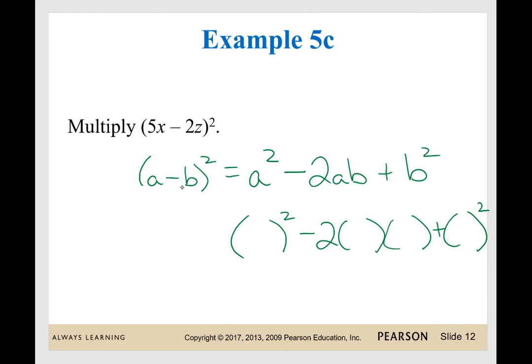And then plug in what's in the a position. And the a position is a 5x. So 5x goes in here and 5x goes in here. In the b position, we have a 2z. So 2z goes here, 2z goes here.